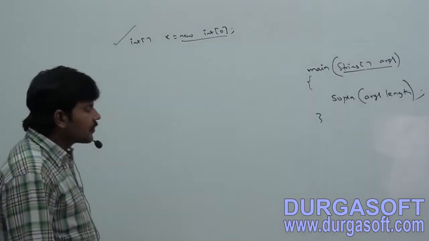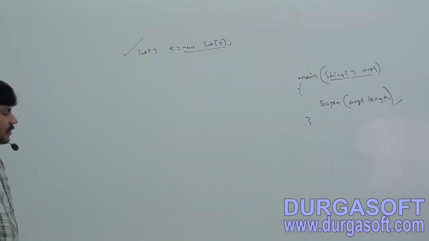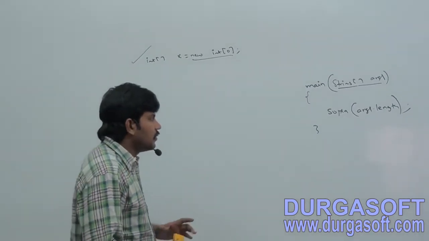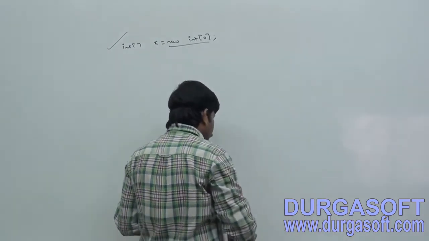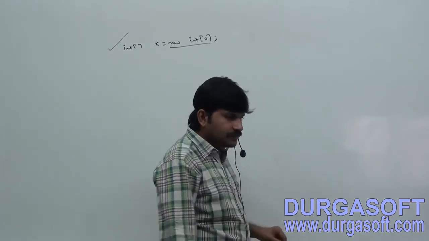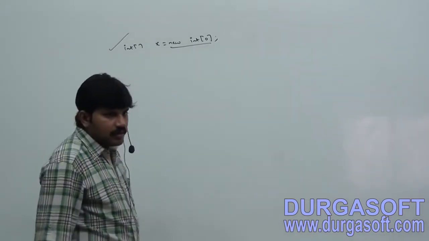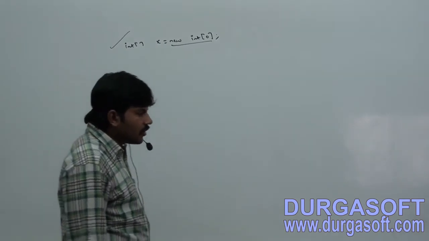Add a second point. It is legal to have an array with the size 0 in Java.